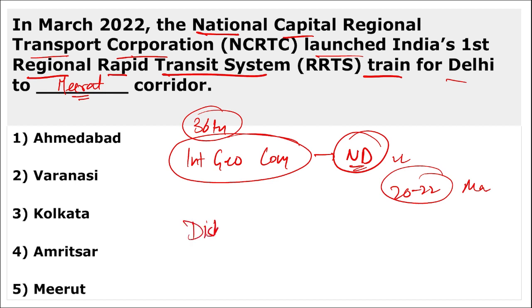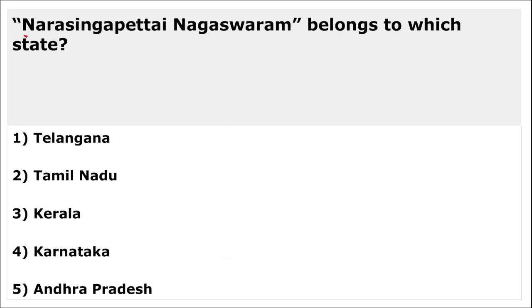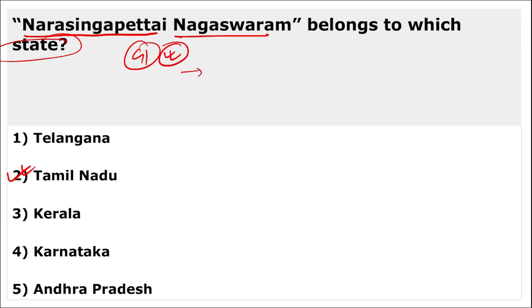If we are talking about the Dishank app, it was launched by which state government? It was launched by the Karnataka state government. Reason being, it will provide easy access to land records. Next, Narsingapettai Nagaswaram belongs to which state? This is a musical instrument that belongs to Tamil Nadu. Remember, it got the geographical indication tag under musical instruments.